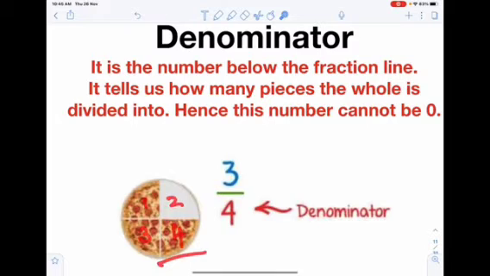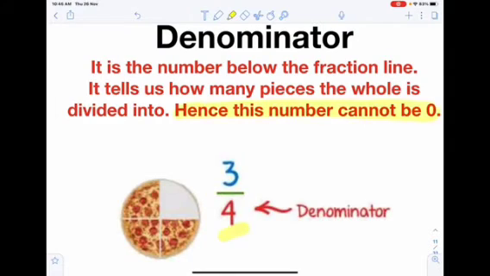So it is totally divided into 4 equal parts. That is represented as the denominator, and it is written at the bottom. That is, it is written below the fraction line or the dividing line. One more important thing, children, is this number can never be 0.